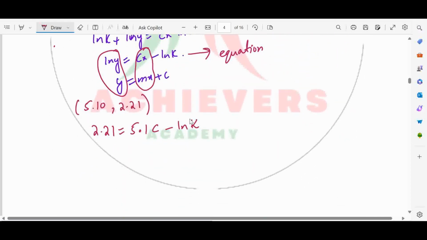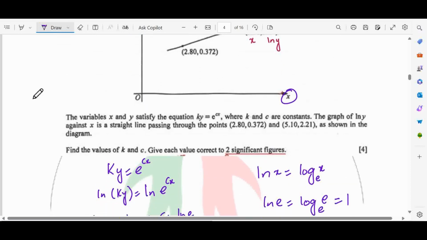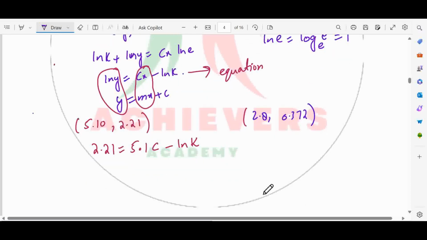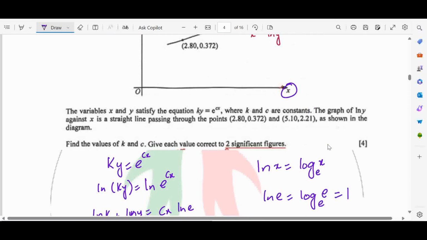Then if we put in the second point, the coordinates of the second point were 2.8 and 0.372. Now this will be equal to, just put it over here, 0.372 is equal to 2.8c minus natural log of k. Now we need to find the value of k and c.